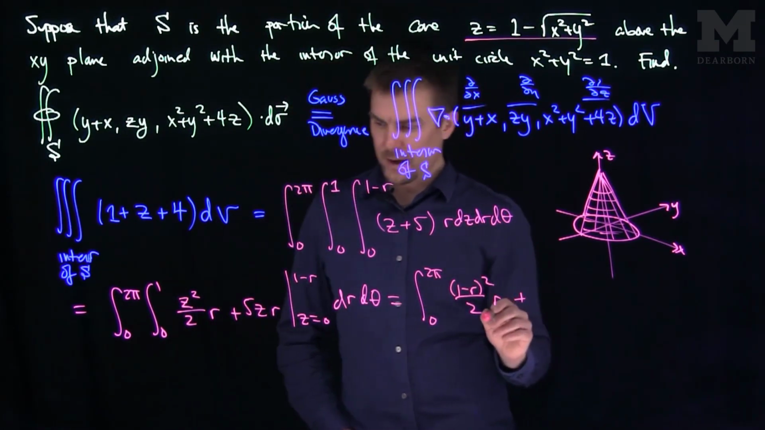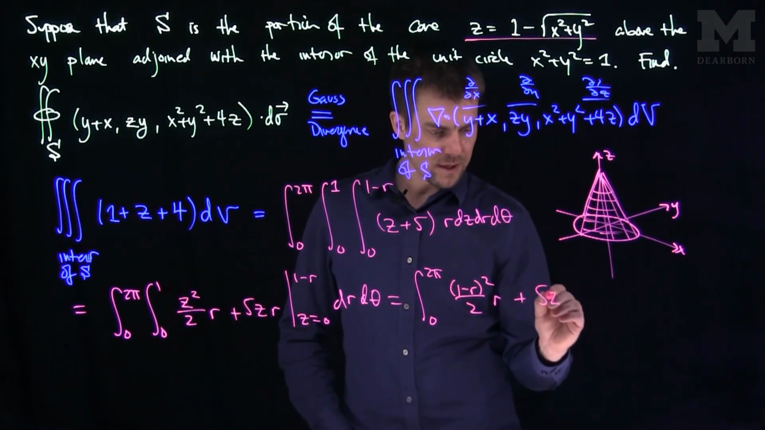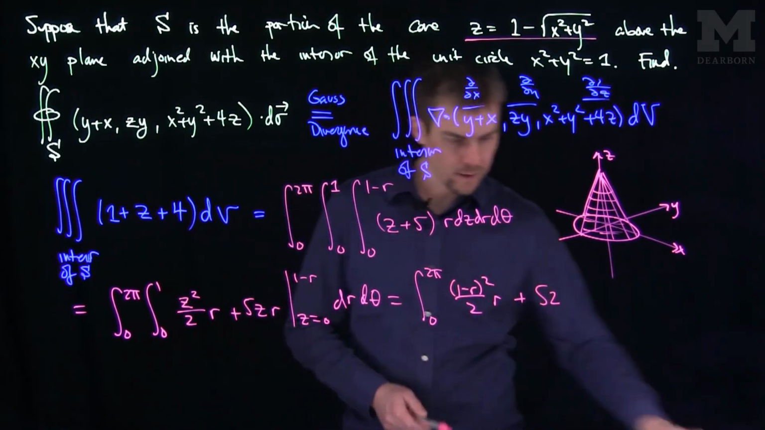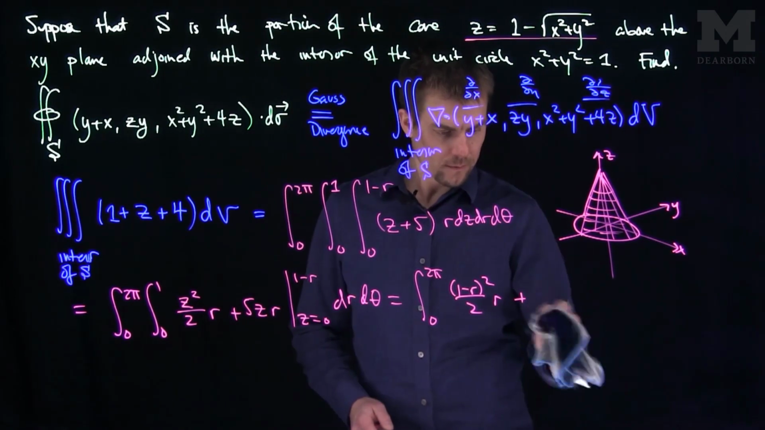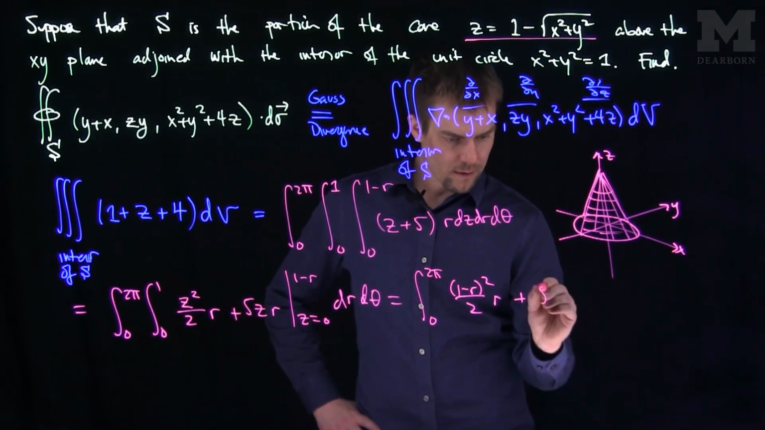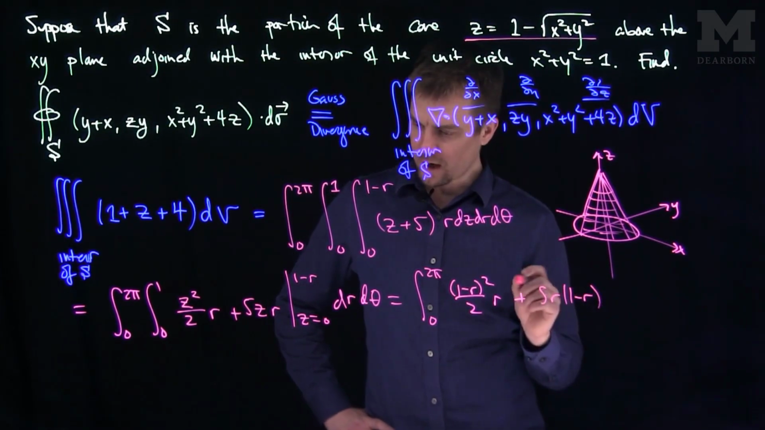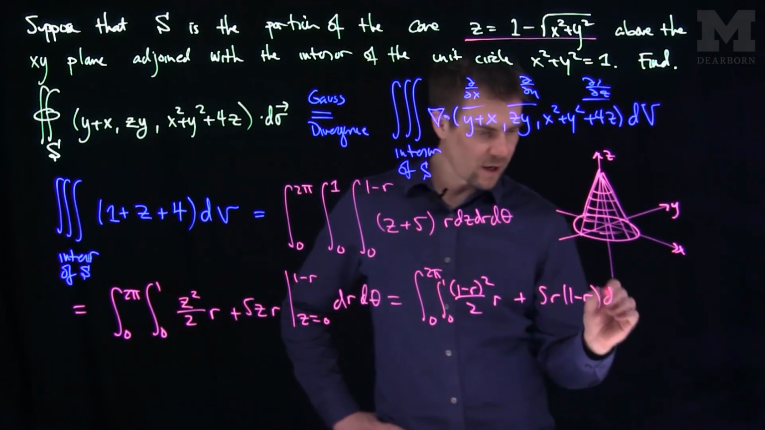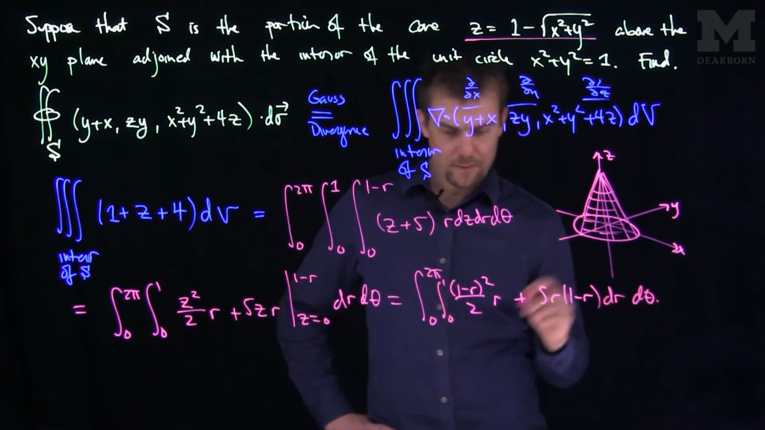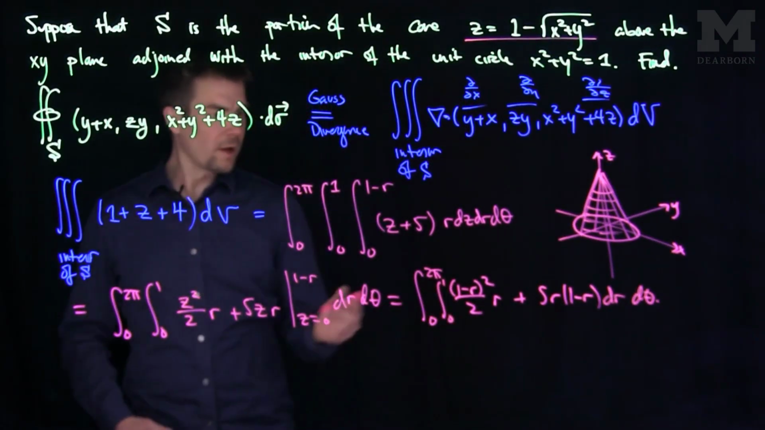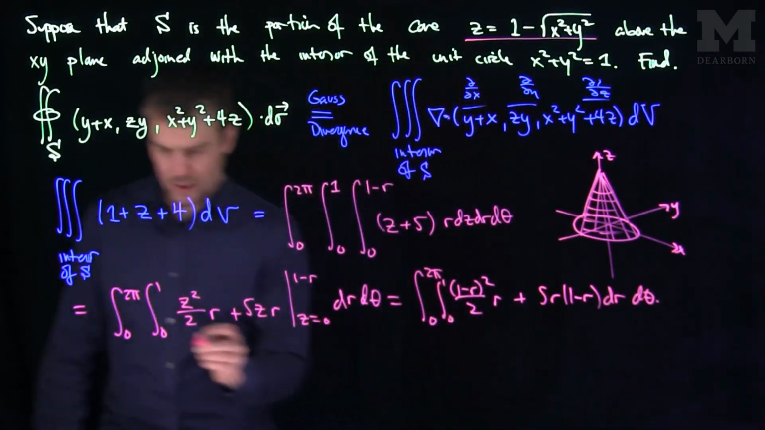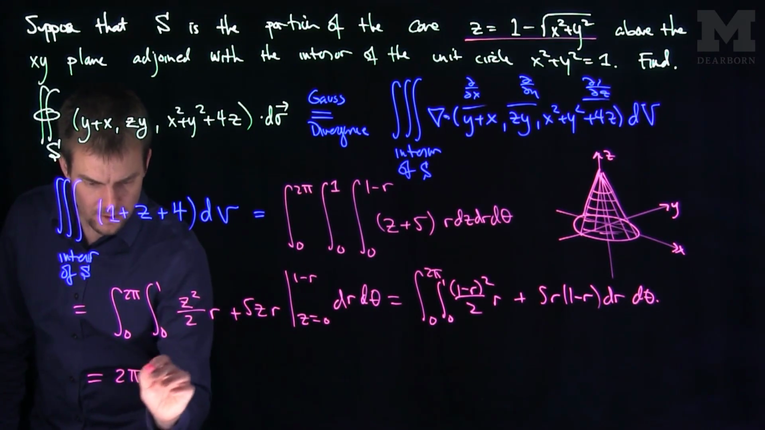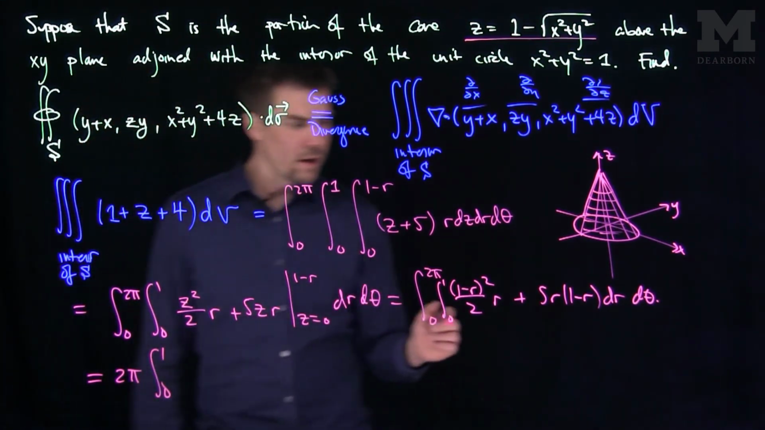Then we're going to have a 5r, so that will turn into an r, 5r times 1 minus r. And this will be an integral from 0 to 1 for the r, so then a dr, then a d theta, right? So this is only of r terms. The theta is going to integrate to 2 pi, so we're going to have 2 pi times the integral from 0 to 1.